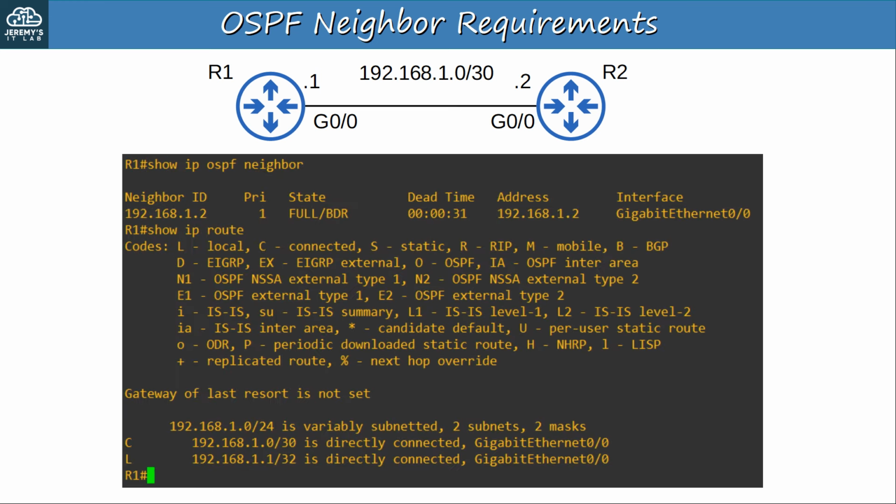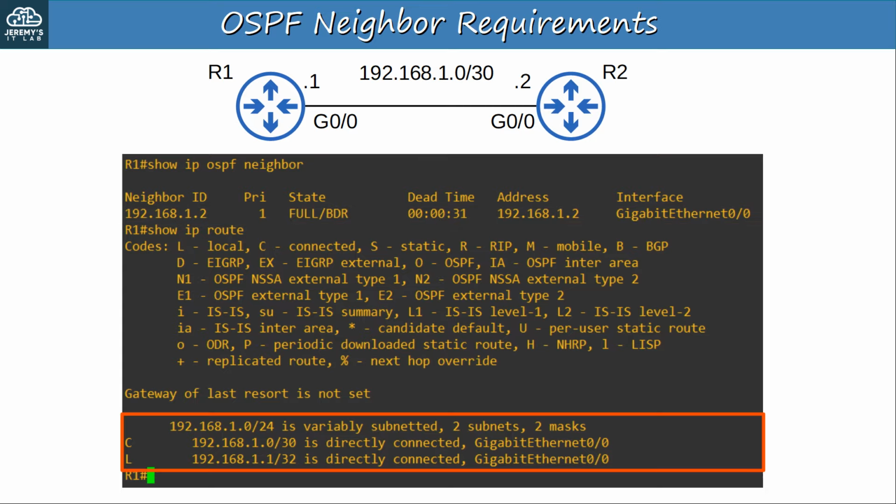Here's R1. R2 appears in the neighbor table in the full state, so you might think OSPF is working fine. But look at the routing table. R2's loopback address should be in R1's routing table, but it's not. This is what will happen when the OSPF network type doesn't match.